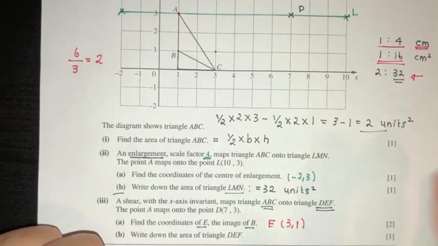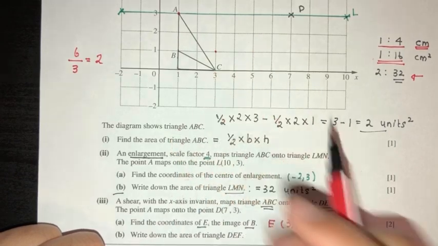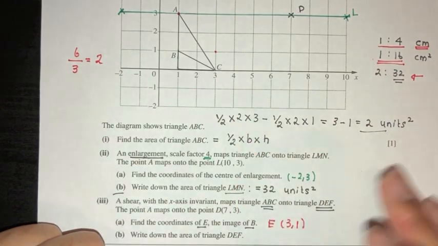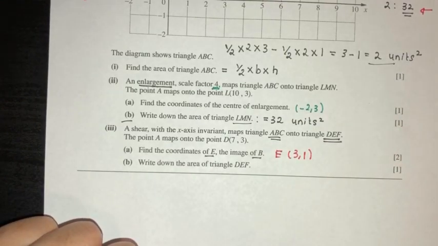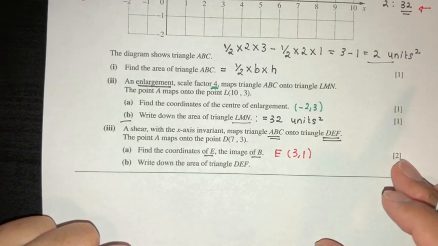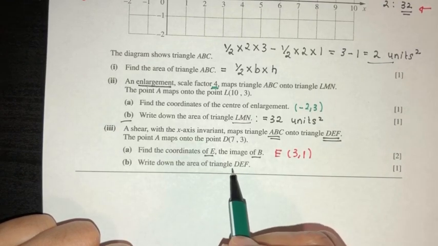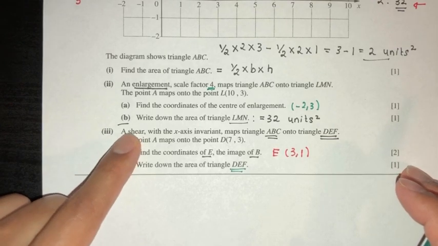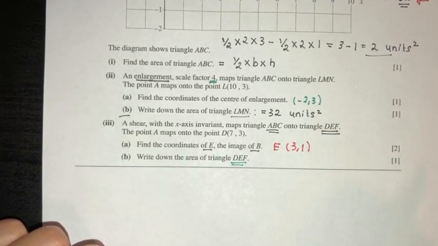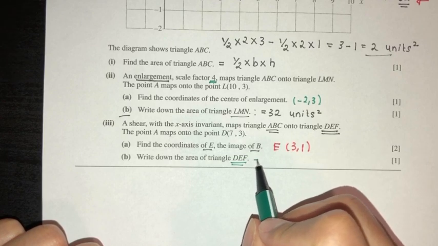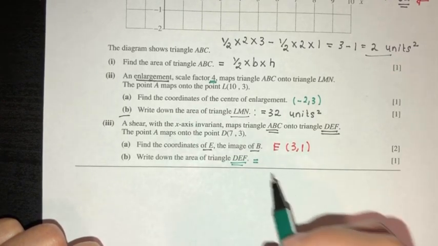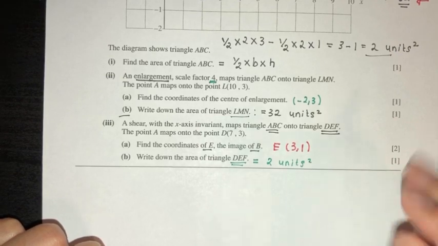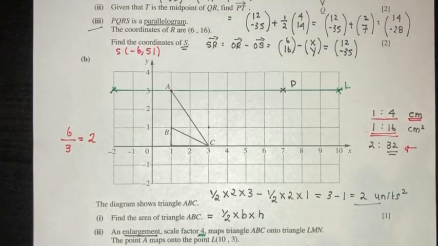Now let's say, for example, what will be the image of the point C? Because it is on the invariant line, it will not move. It will be the same thing. Now the last thing will be part B. Write down the area of triangle DEF. Something you should know is that whenever you perform a shear, the area does not change. So the area will be the same, which is 2 units square.